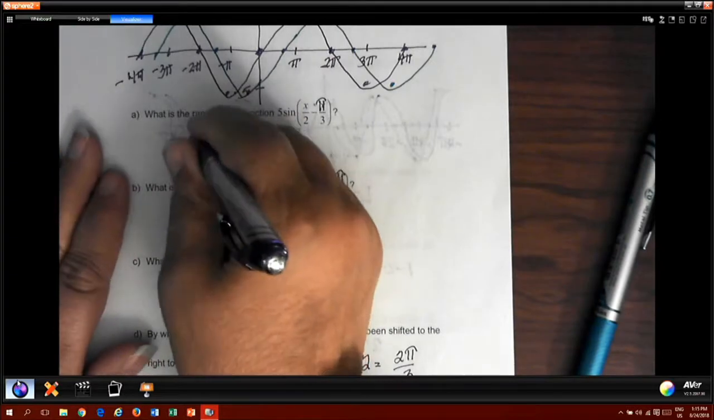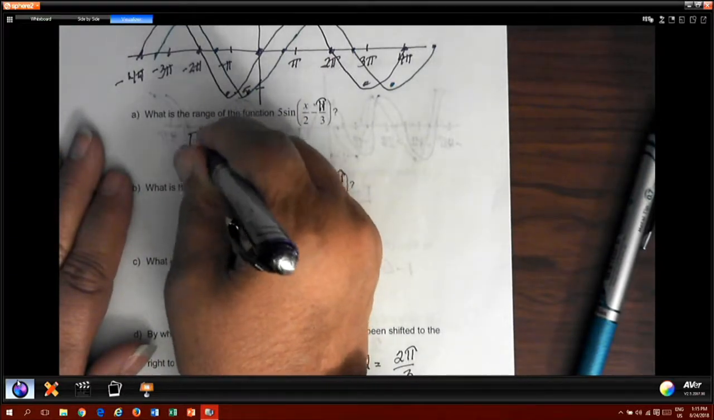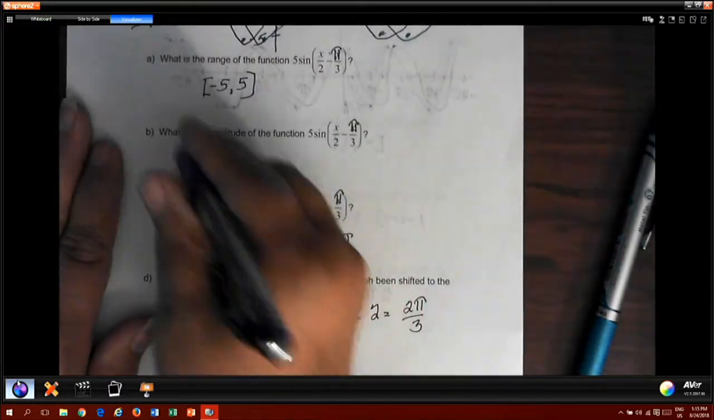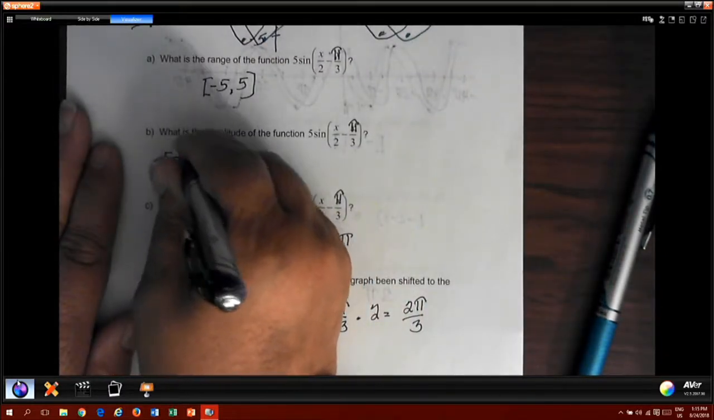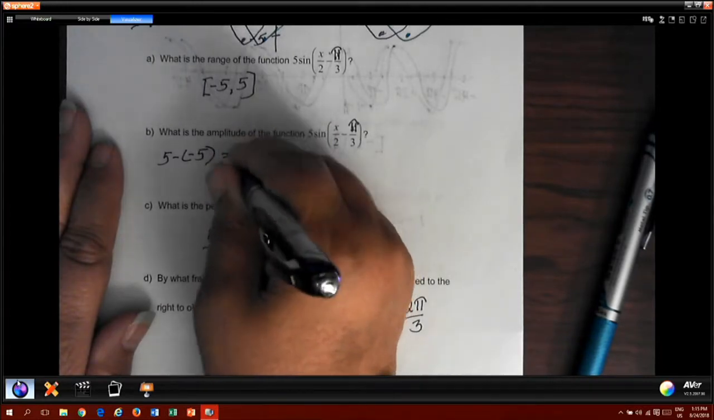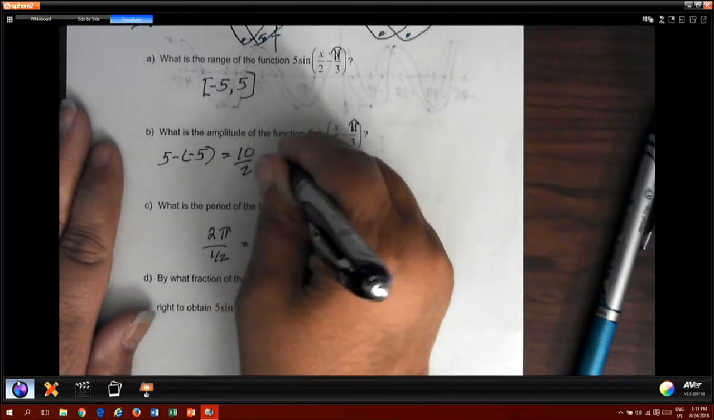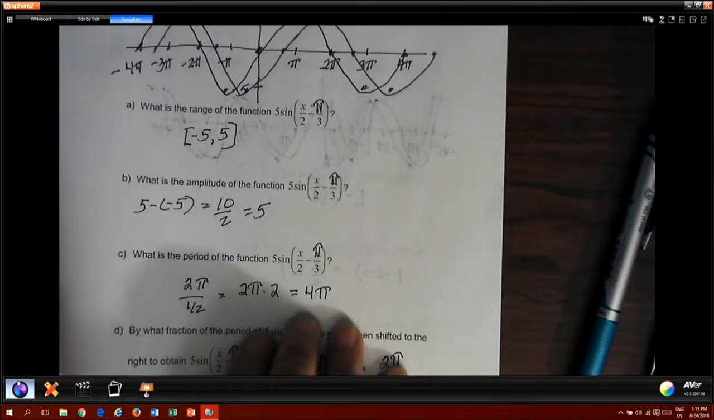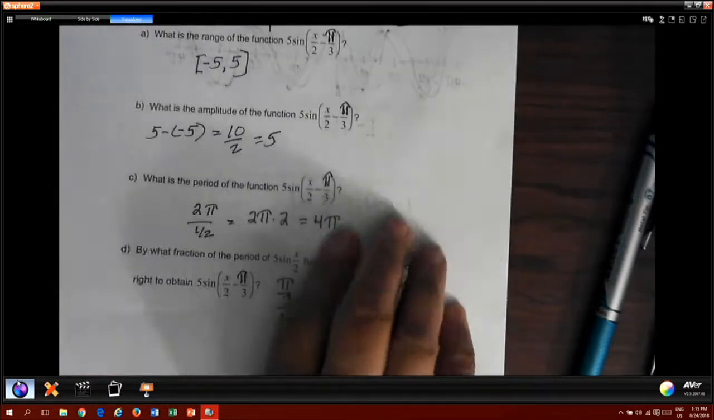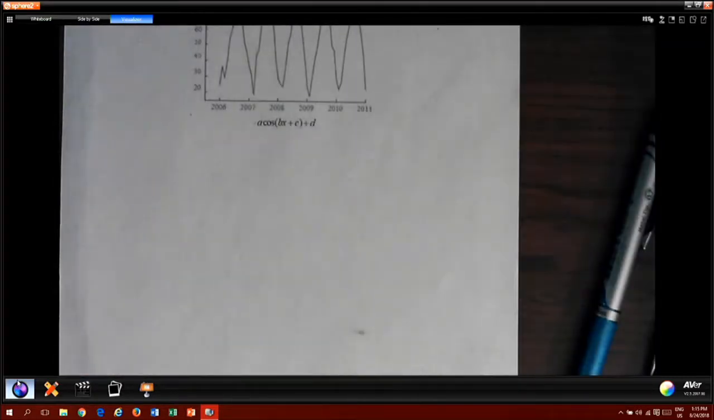So the range is negative 5 to 5. The amplitude, so 5 minus negative 5 gives us 10 divided by 2 is 5. And we already came up with the period and the shift. Now, we're going to see how this is used.